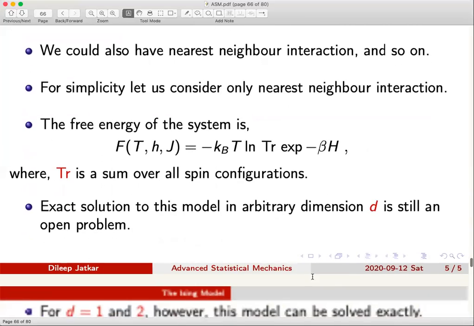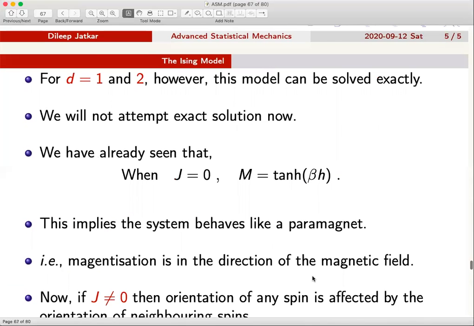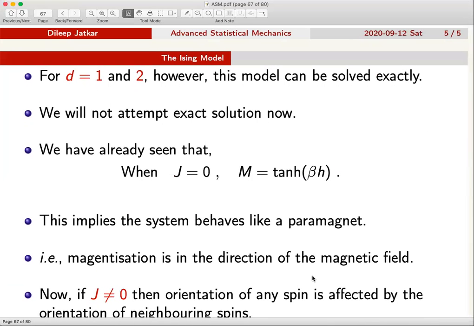However, for d equals 1 and d equals 2, this model can be solved exactly. Of which the d equals 1 solution is kind of easy. We will in fact do it in the class at some point. The d equals 2 case is non-trivial, but nevertheless it is exactly soluble, and it was solved almost 80 years ago. Okay, so maybe a little more than 75 years ago for sure, by Onsager.